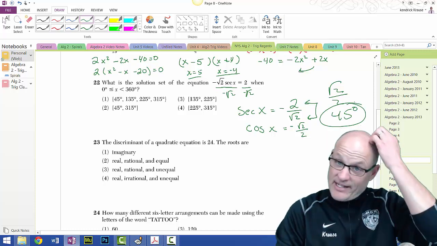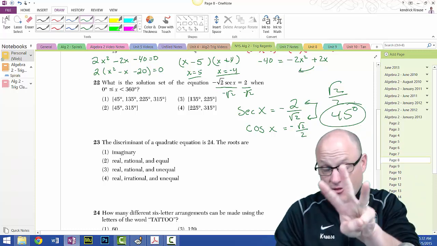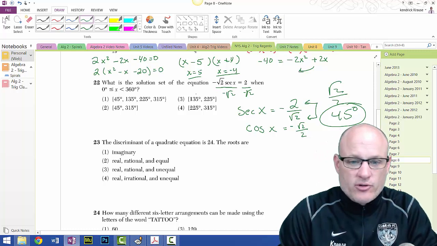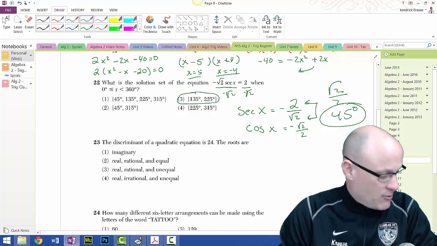Where is cosine negative? In quadrants 2 and 3. So I need to pick the quadrants 2 and 3 with reference angles of 45. And that would be the right answer right there.